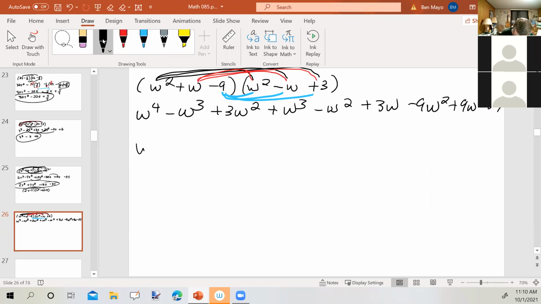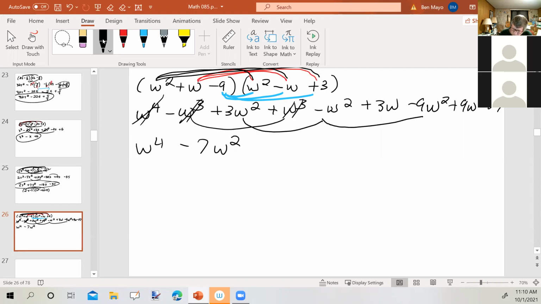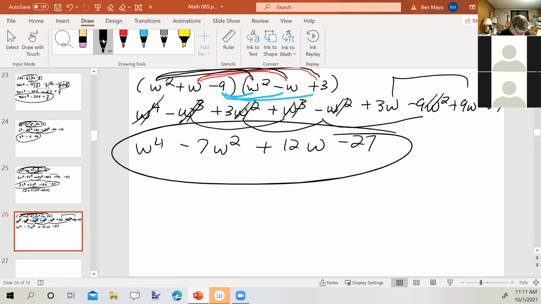Combining like terms, W to the 4th, minus W cubed plus W cubed, those would cancel out. 3W squared minus W squared is 2W squared. Minus 9W squared would be minus 7W squared. 3W plus 9W is 12W, and then minus 27. So there's the answer with all of that.